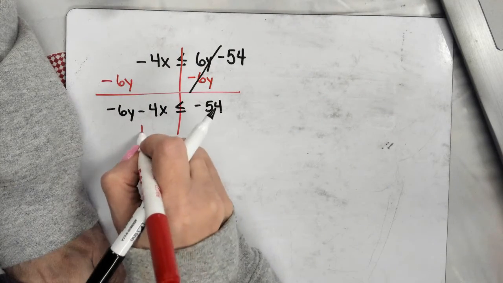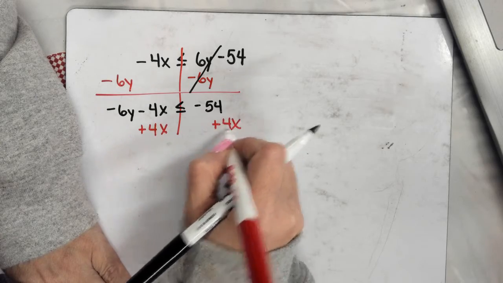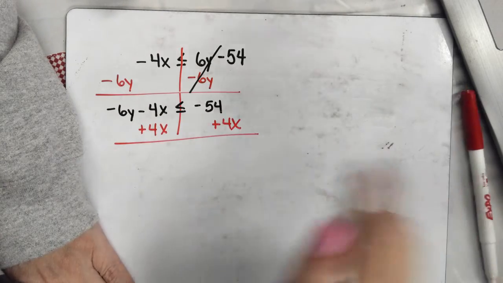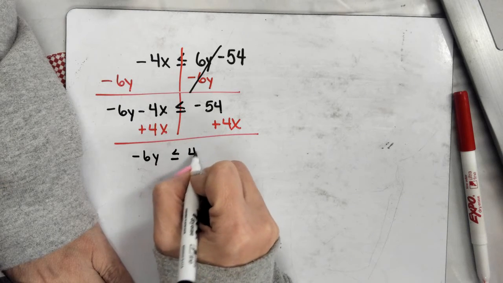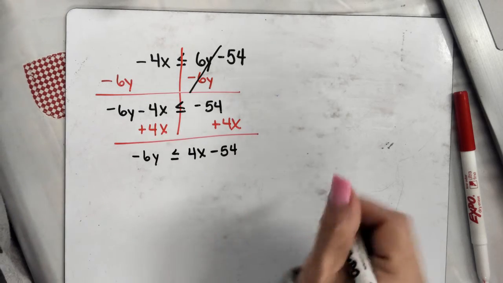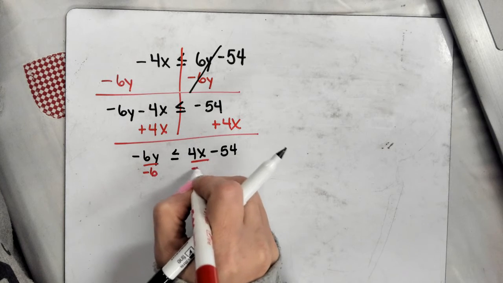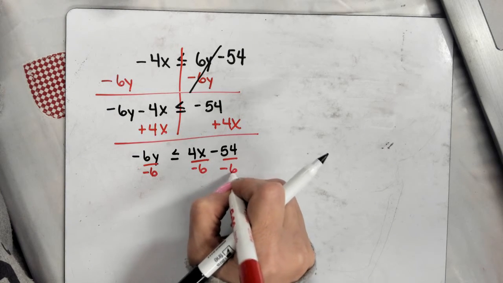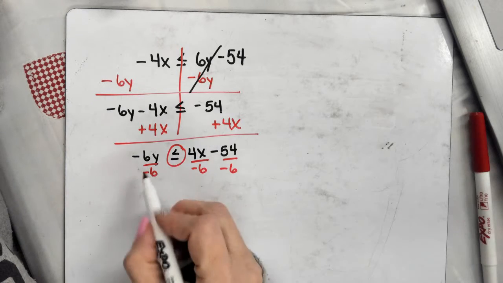Now let me move that x over. That'll be a little easier now. Okay, so negative 6y less than or equal to 4x minus 54. Move the x, divide the y. So let's divide by negative 6. What I have to remember when I divide everything by negative 6 is that I flip that sign.